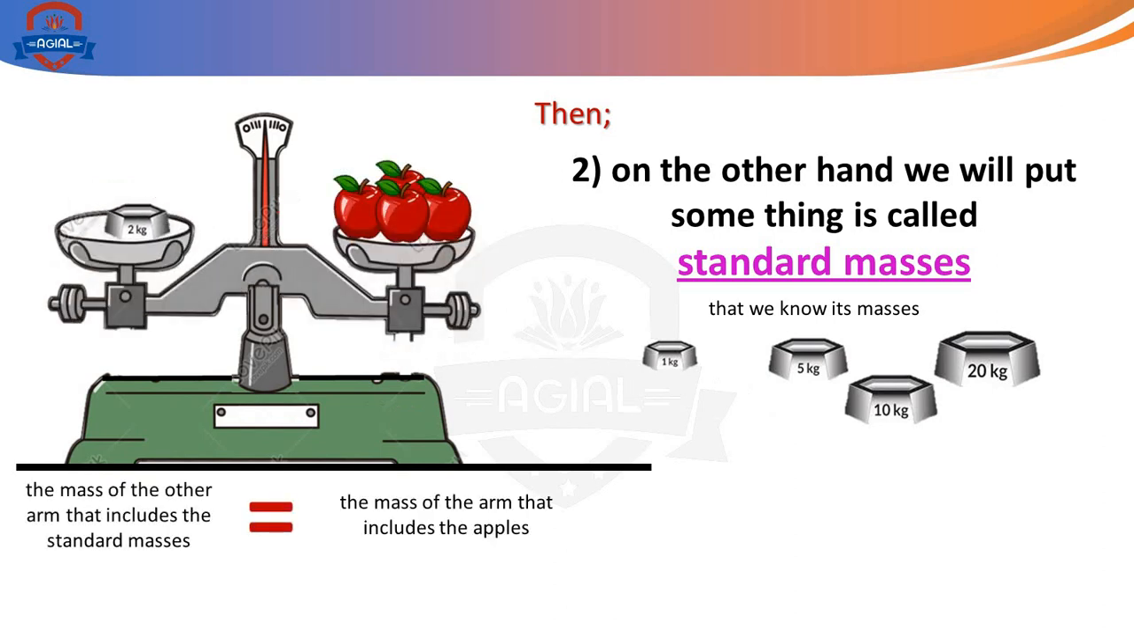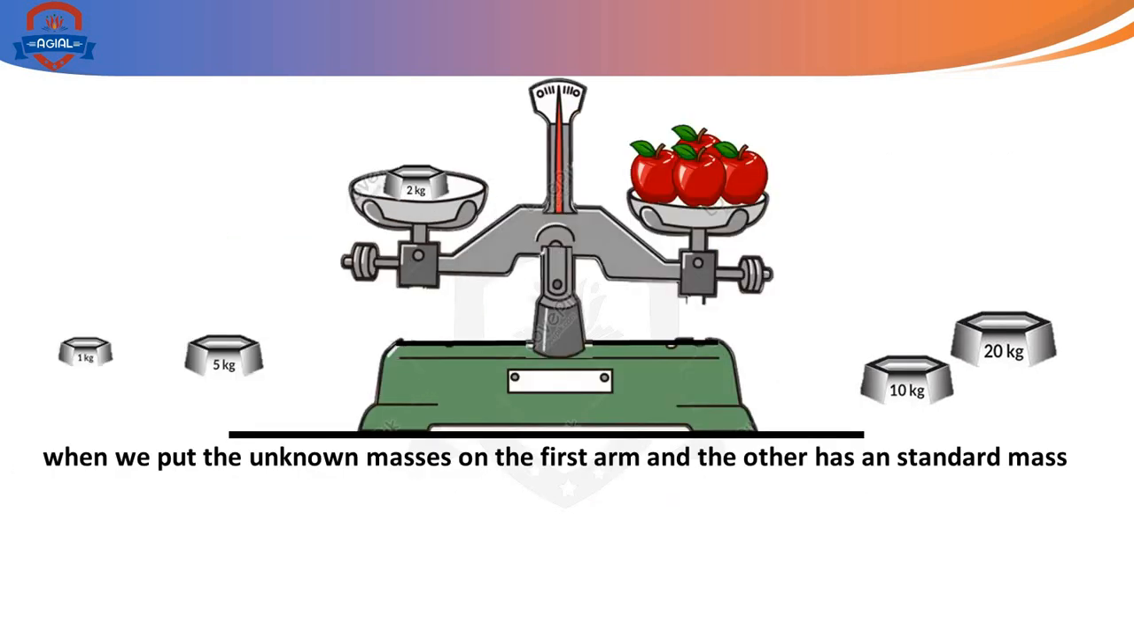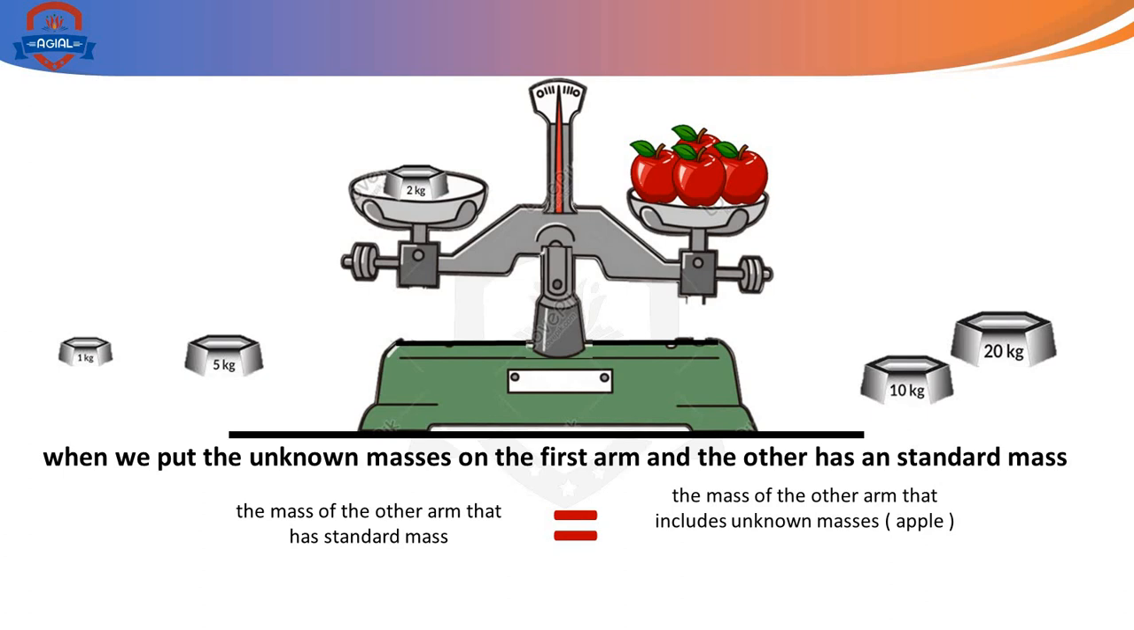The mass of the arm that includes the apples is equal to the mass of the other arm which includes the standard mass. So the mass of the apple is equal to 2 kilogram. So when we put the unknown masses on the first arm and the other has a standard mass, the mass of the arm that includes the unknown mass, which is the apple, should be equal to the mass of the other arm that has a standard mass.